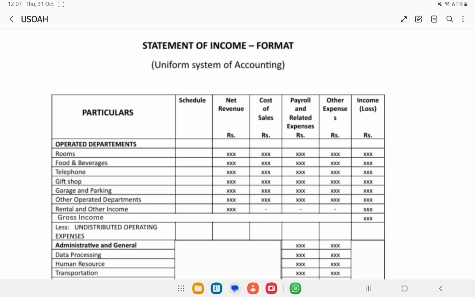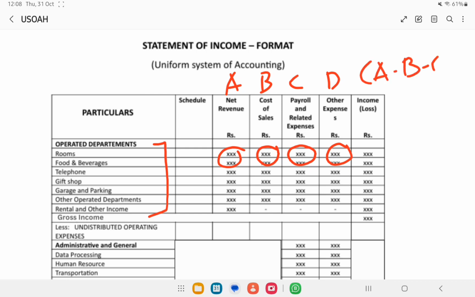First we will write down each department. We will write down the revenue generated, cost of sales, payroll and related expenses, other expenses of each department. Take the revenue generated as A. This is B, this is C, this is D. Then how will you find the income? A minus B minus C minus D. Don't worry, you will feel it is complicated right now, but we will solve this later. So we will write it down like this.